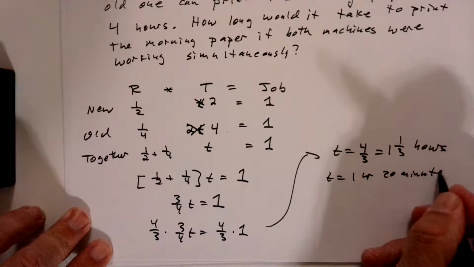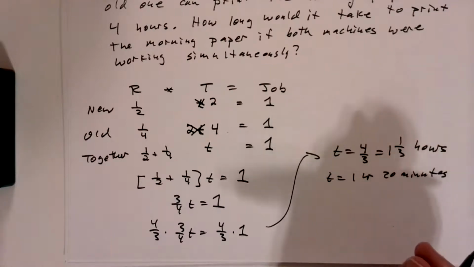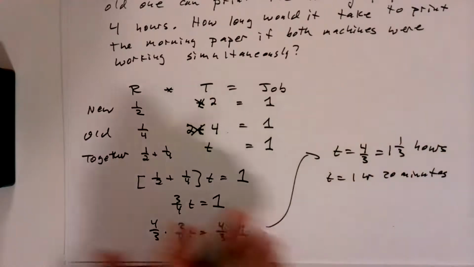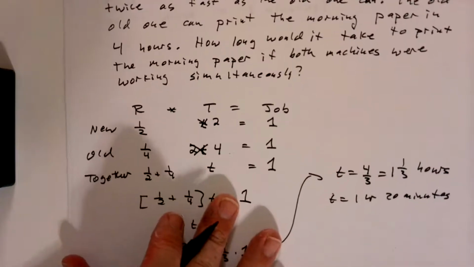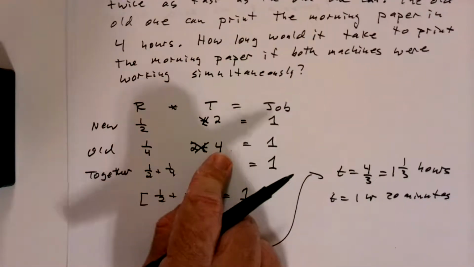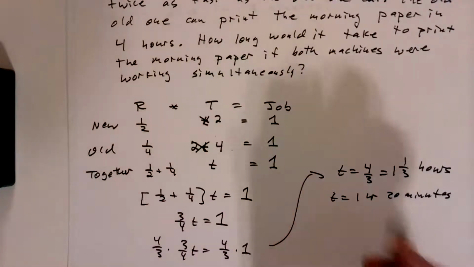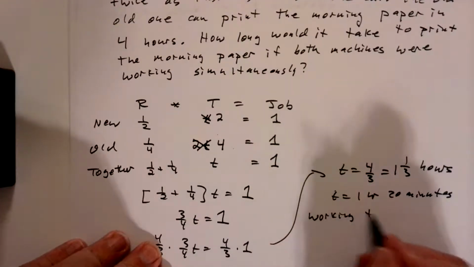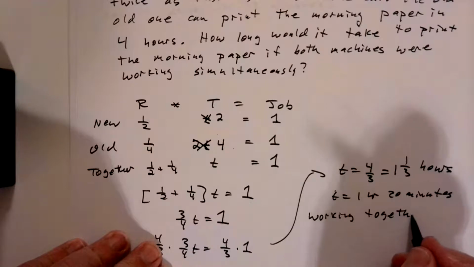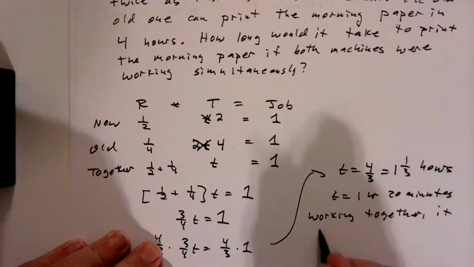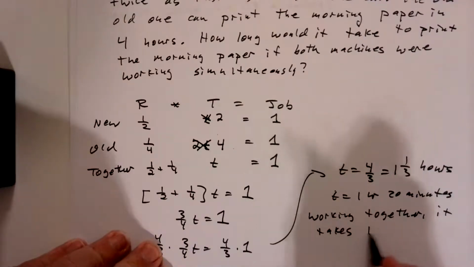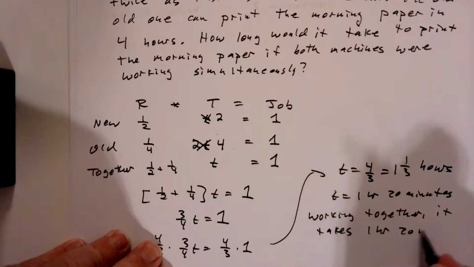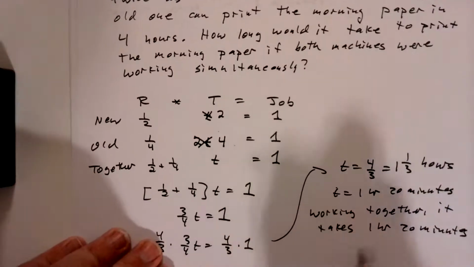And what did we answer? How long would it take if both were working simultaneously? The new one does it in 2 hours, the old one in 4. So working together better be less than 2. So we'll say working together it takes 1 hour, 20 minutes to print the morning paper.